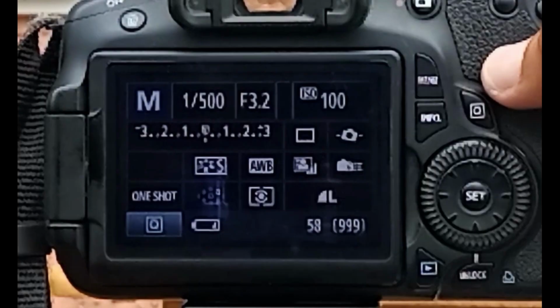Be careful to always check the exposure meter reading that it is at 0 as you adjust the settings of ISO, aperture, and shutter speed. Having the exposure meter reading at 0 means that the camera's metering system believes that the exposure is correct.